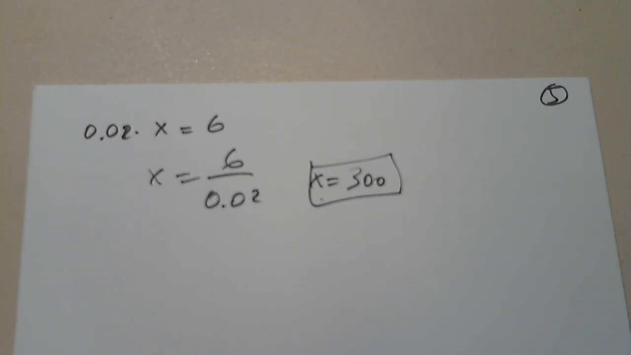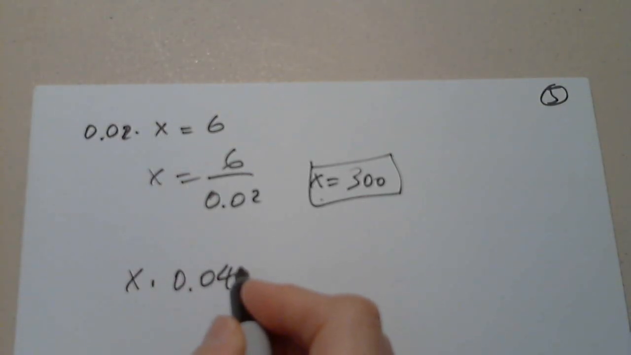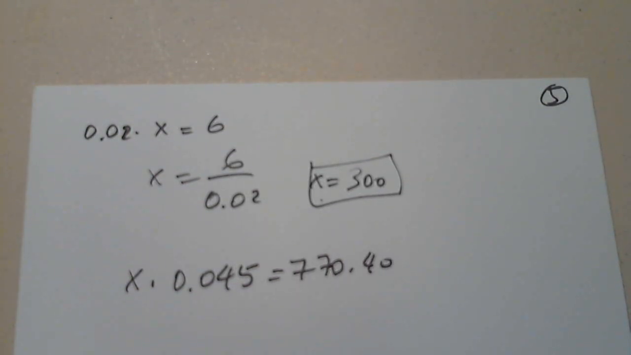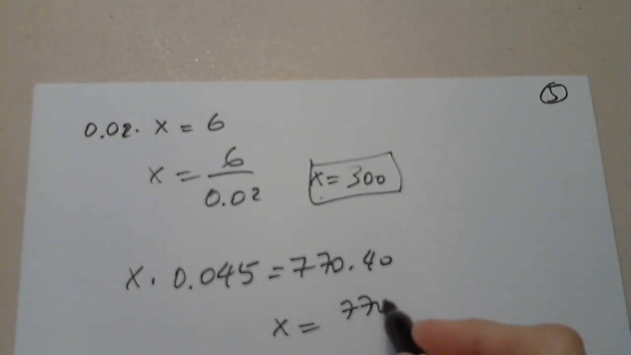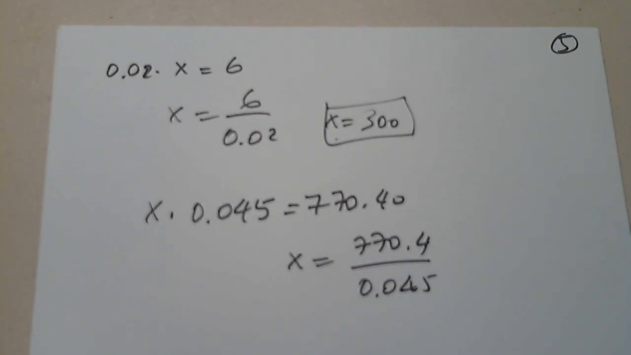Find the amount of sales. So x multiplied by 4.5%, 0.045, equals 770.4. All I need to do is divide 770.4 by this, and I get the amount of sales. So 770.4 divided by 0.045. So that is 17,120. And the last question.